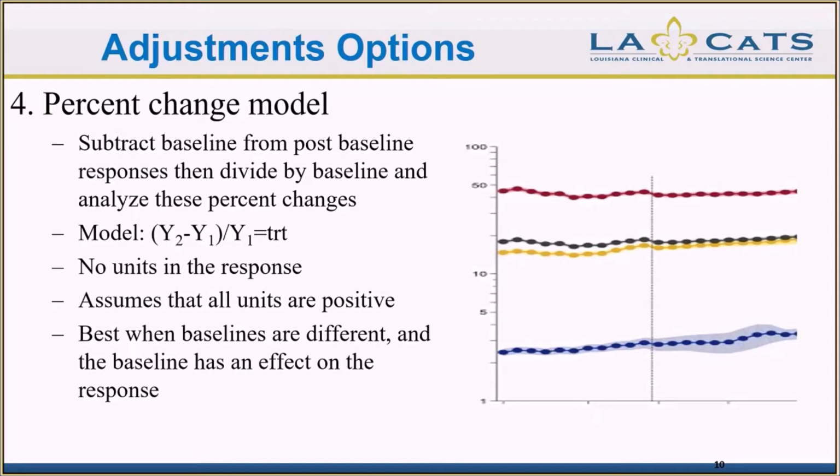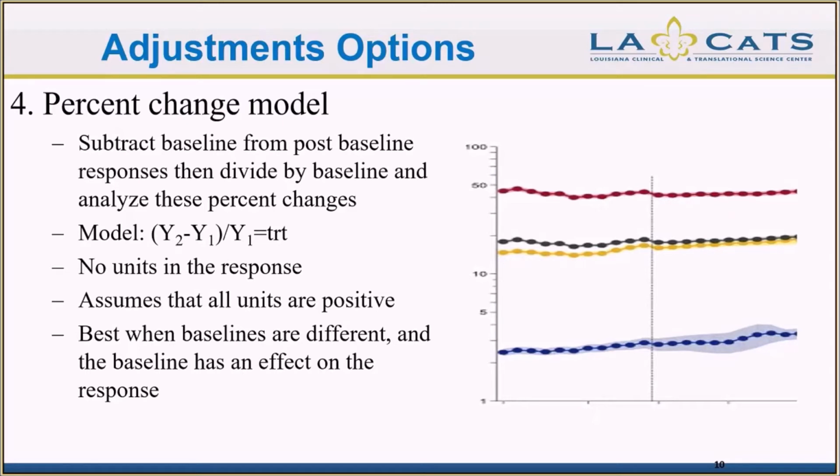The last model we'll talk about is the percent change model. So this is going to, again, remove that first time point and only model the follow-up time points after that. Instead of just subtracting off the baseline from the follow-up time point, we're then going to divide by that baseline as well. So one of the advantages to this percent change model is that there are no more units. Let's say we're measuring weight. We're no longer looking at weight change in pounds or kilograms. We'll look at their percent weight change.